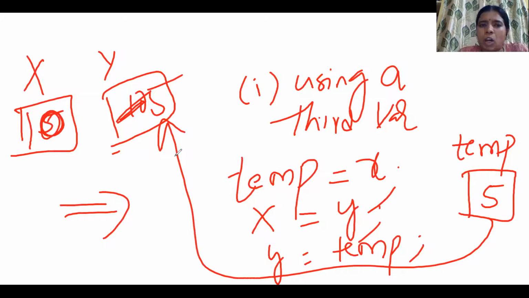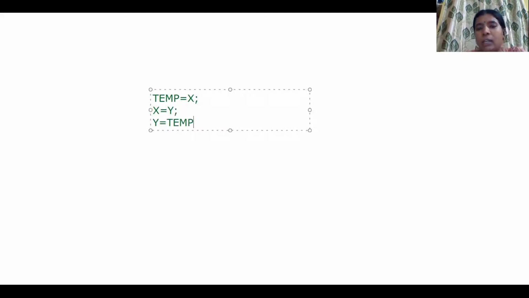Dear students, the logic in plain terms is pretty simple. Take a temporary variable, empty any one of the contents. After that, now that x is free, put in y. So therefore, now y is free. In y, put the old value of x. The old value of x is stored in temp.